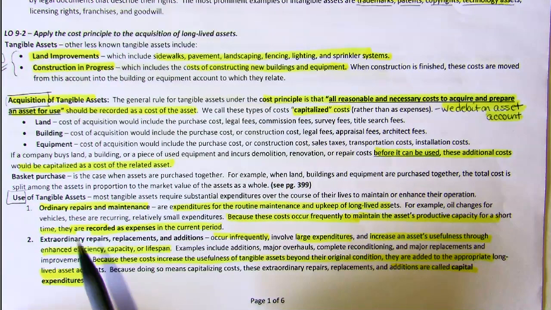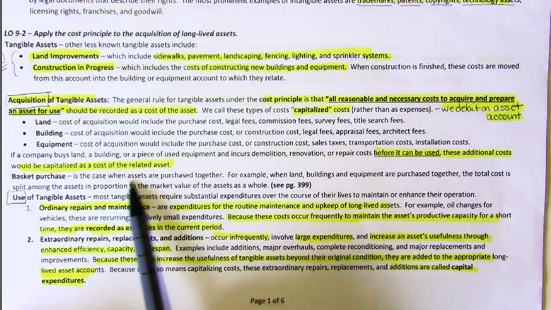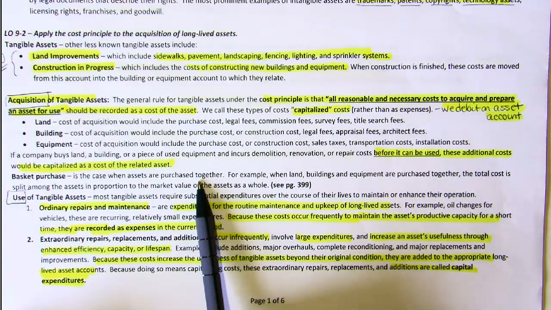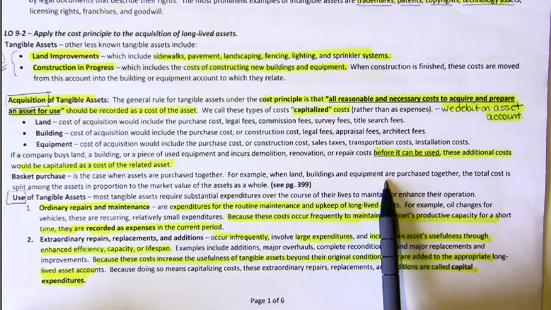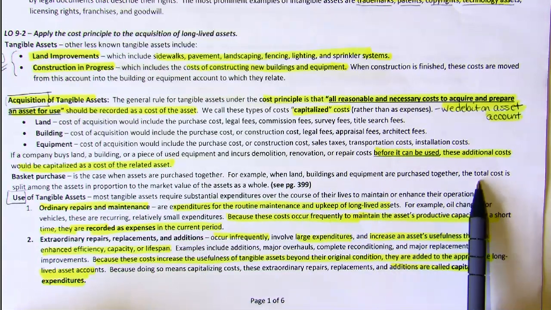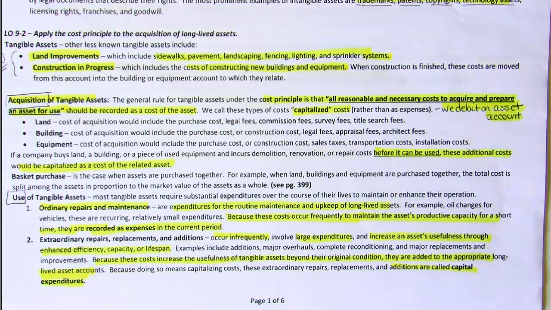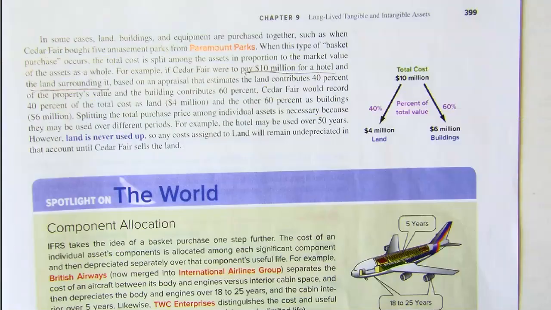We're going to end the lecture there. Oh, one more, sorry. Basket purchase. This is the case where assets are purchased together. For example, when land, buildings, and equipment are purchased together, we split the total cost among the assets in proportion to the market value of the assets as a whole. Here's page 399 from our text, and it describes just that basket type purchase situation.